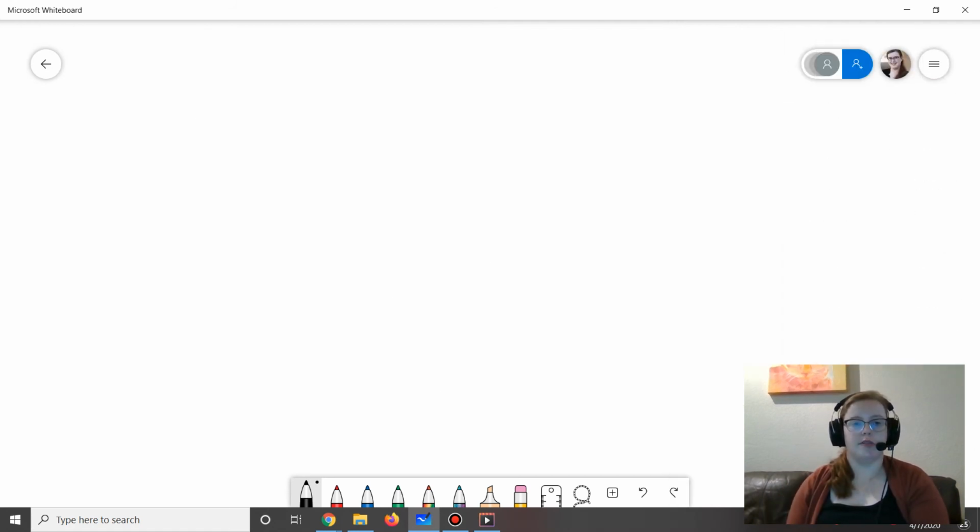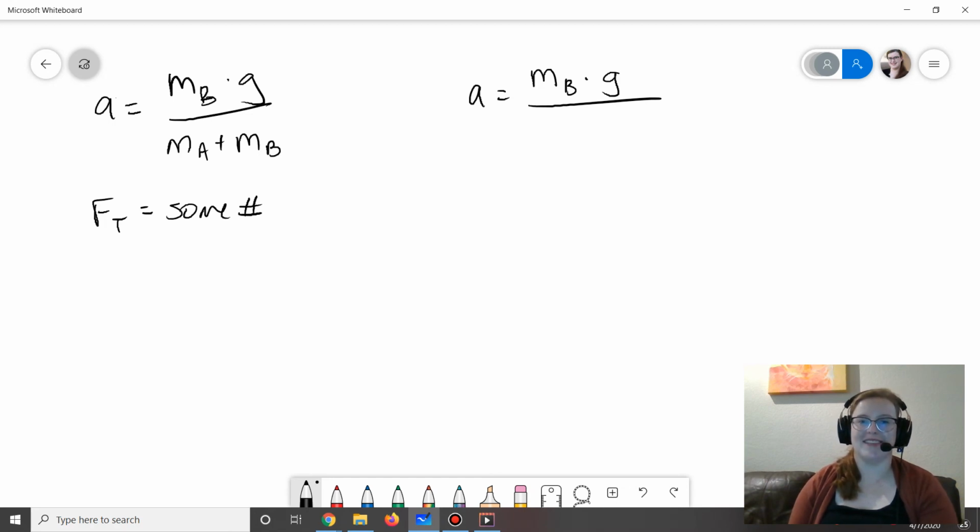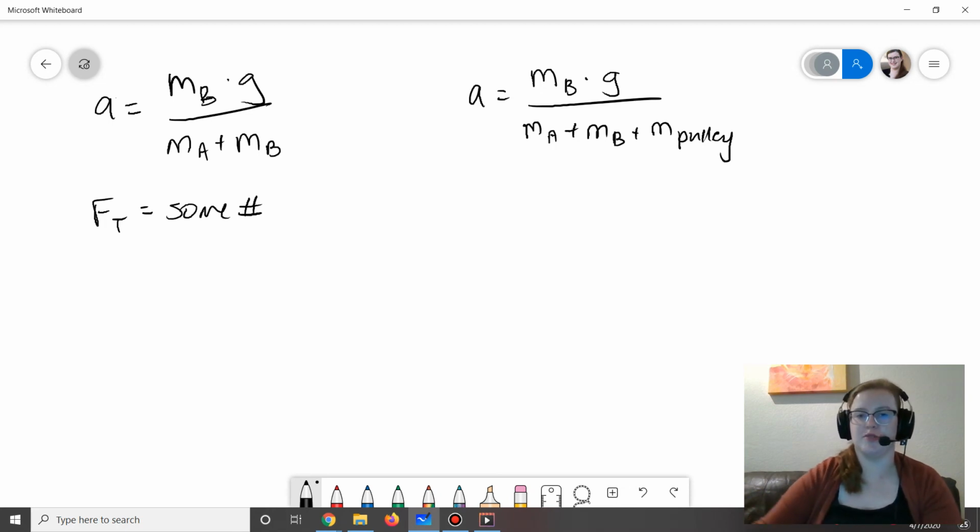So, our acceleration for the first scenario we knew was m sub B times g all over m sub A plus m sub B, okay? And of course our force due to tension was some number, right? Now we have an acceleration that is, again, m sub B times g, but now we've added in the mass of the pulley acting on the whole system. Okay, if the pulley's mass is not negligible, then we need to include it as part of the system. So what does this actually do to our derivation?